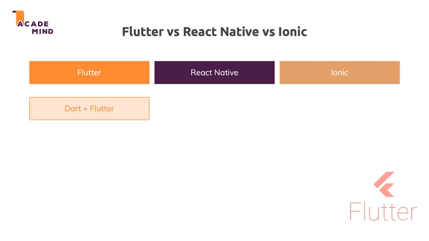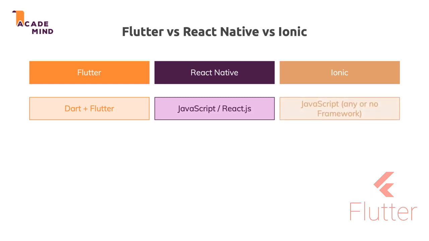Flutter uses Dart and the Flutter framework, and Dart is a programming language developed by Google. React Native, on the other hand, uses JavaScript and the React library, and Ionic uses just JavaScript and any or no framework at all that you want. And by the way, I also do have courses on React Native and Ionic in case you want to have a look at that. Now, the result of Flutter is that you get compiled native apps, so you get real native apps compiled for the target platforms.